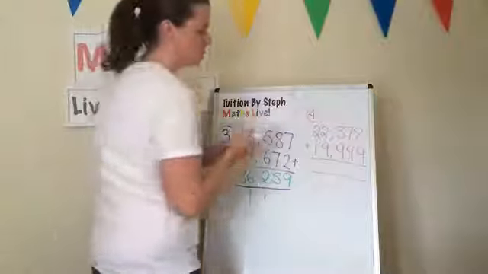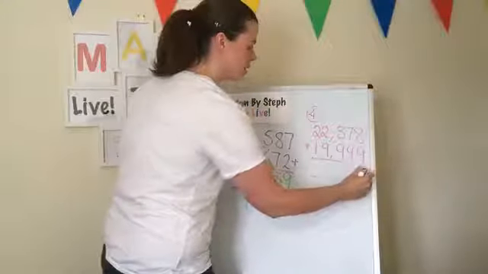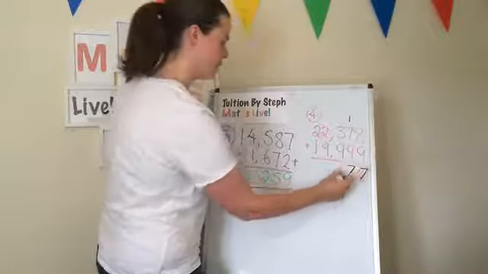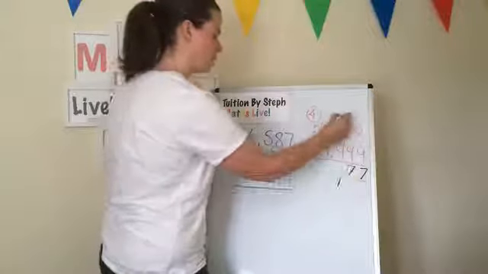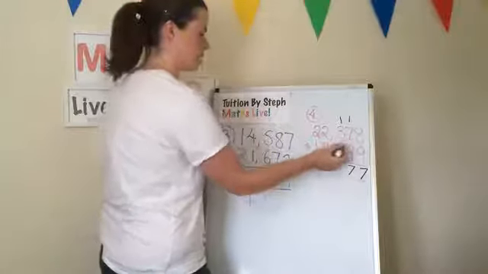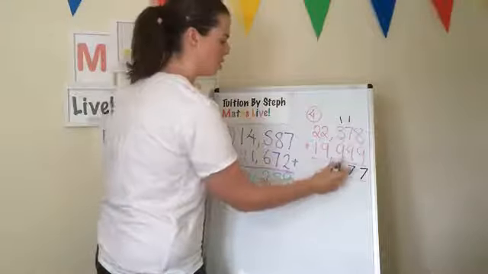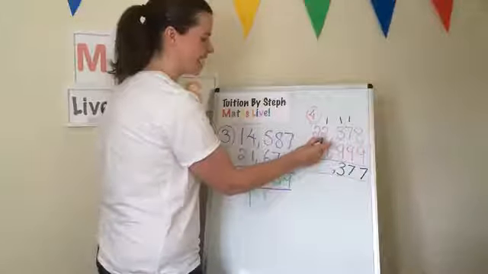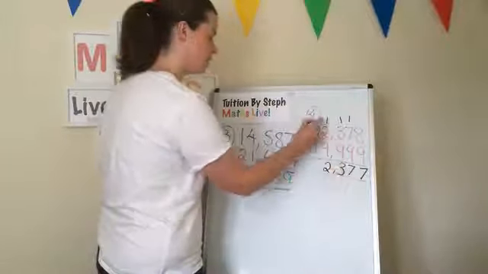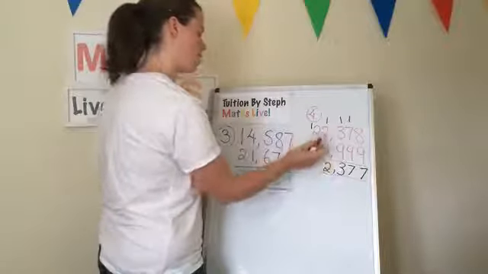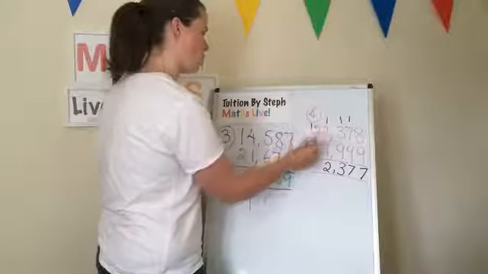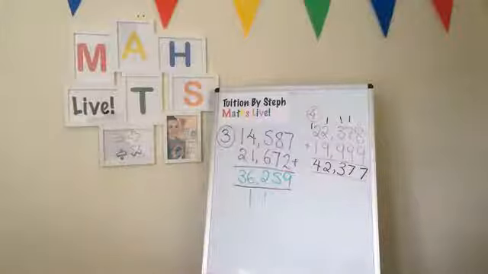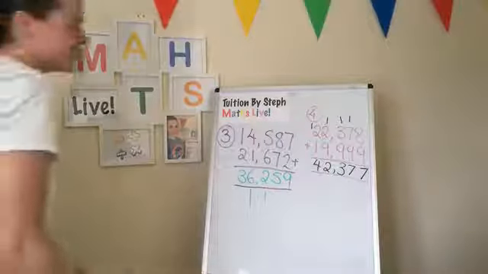Lots of 9s in here, but don't let it put you off. So we've got 7, 1, and then we've got the same number, 17 again. I'm doing it differently there. Keep it consistent, Steph. So 9, 10, 11, 12, 13. That 13 striking again. 9, 10, 11, 12. One there. And then we've got 1, 2, 3, 4. So 42,377. Let's have a look. Yeah!